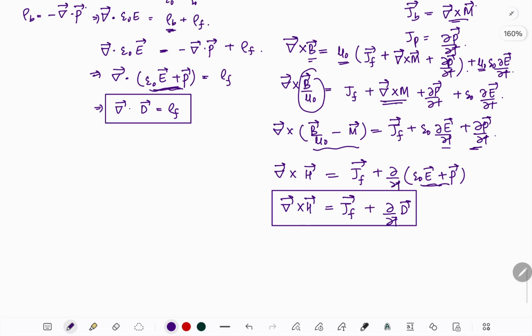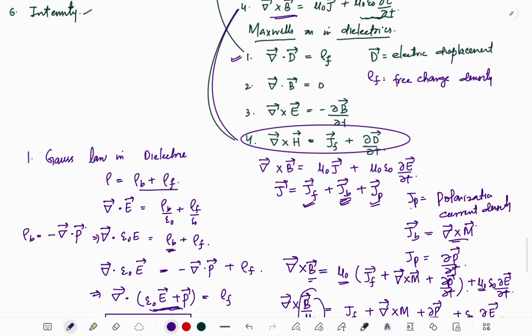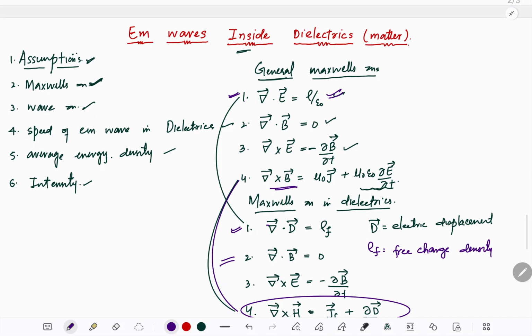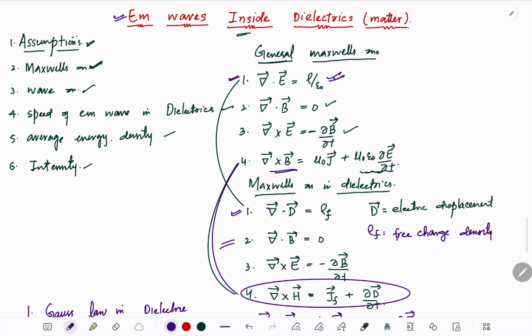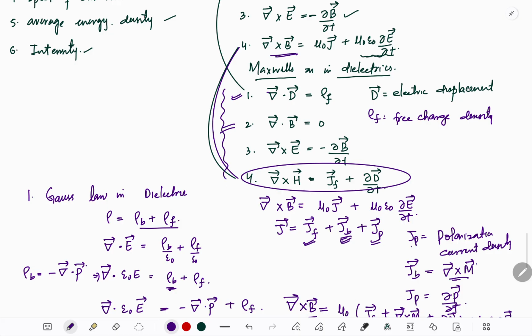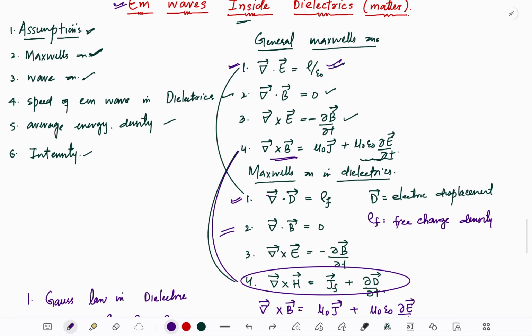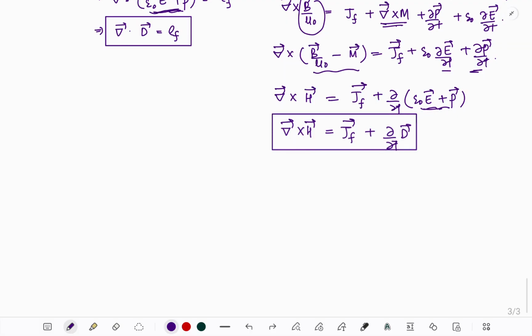Now that we know Maxwell's equations in case of the dielectric material, we'll come to our main topic, which is electromagnetic waves inside the dielectric. Now we will see how these equations get modified and how they become in case of the electromagnetic wave in the dielectric material. But there are certain assumptions. Let's move to the topic and write the assumptions. Basically there are 4 or 5 assumptions in case of this topic.